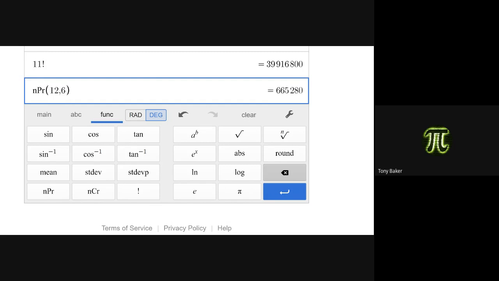If order mattered, I'd have 665,000 different playlists. Okay. So if order mattered, you're going to have a lot more. Since order doesn't matter, we would have a lot less because it doesn't make a difference if the song is first or last. All right.